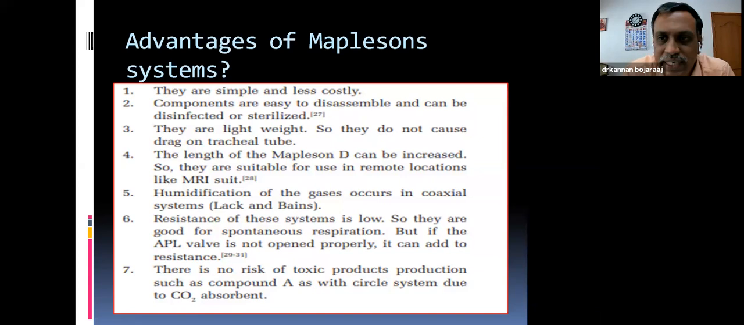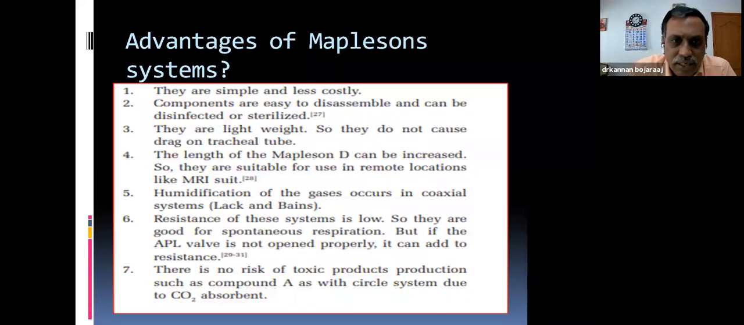I mean, compound A that can be produced in a circle system when used along with sevoflurane is not possible here. And carbon monoxide that is produced with desflurane in a circle system is not possible with this Mapleson A system.